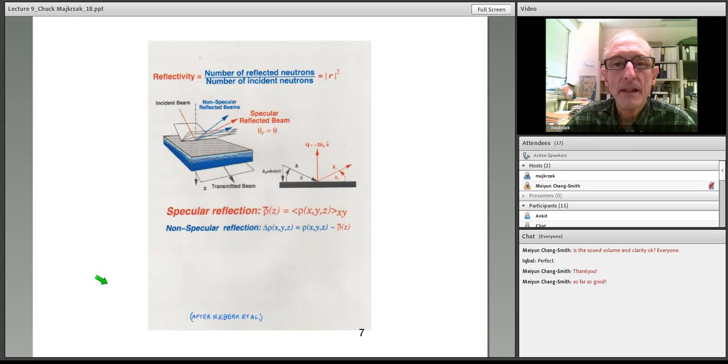Okay, so in this picture, at the very top, first of all, we define what reflectivity is, and it's simply the number of reflected neutrons divided by the number incident on a given object. And the specular condition is just that condition, as I've already said, that makes Q perpendicular to the surface, so that the angles of incidence and reflection of the K vectors, Ki and Kf, are the same, so the momentum transfer is in this direction. And in specular reflection, as we'll see, we measure the scattering length density profile as a function of depth.